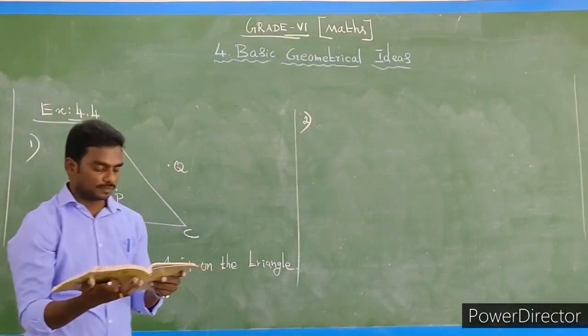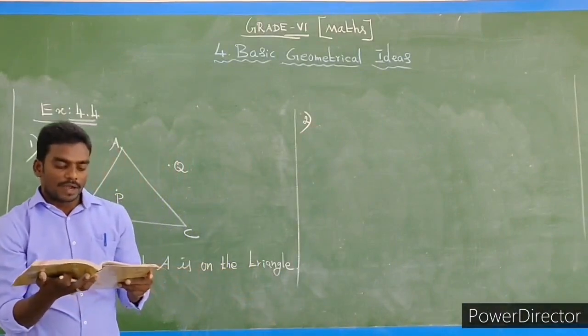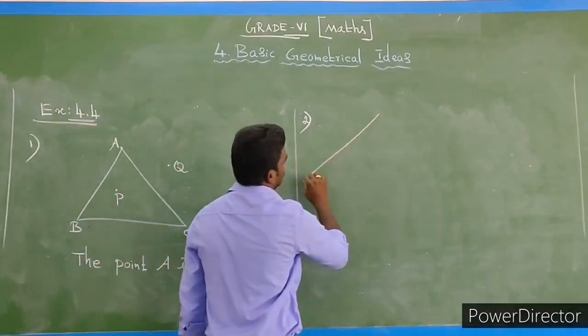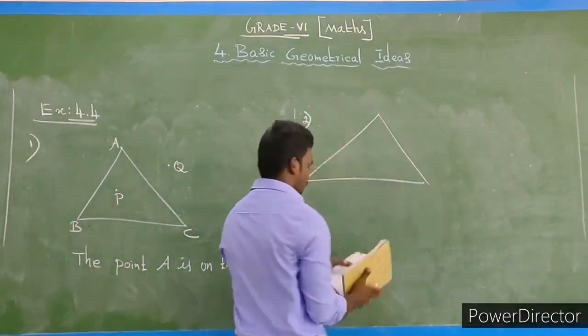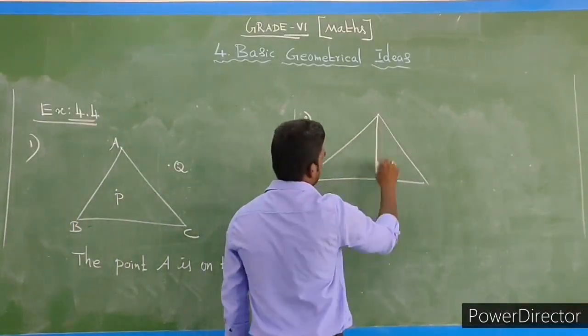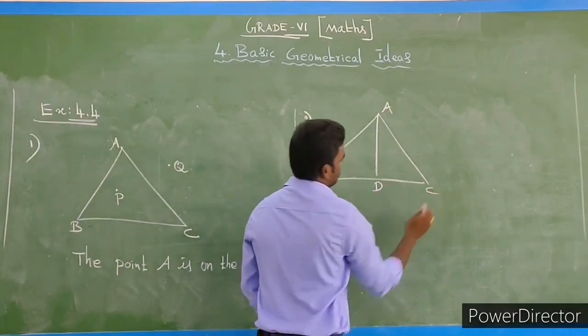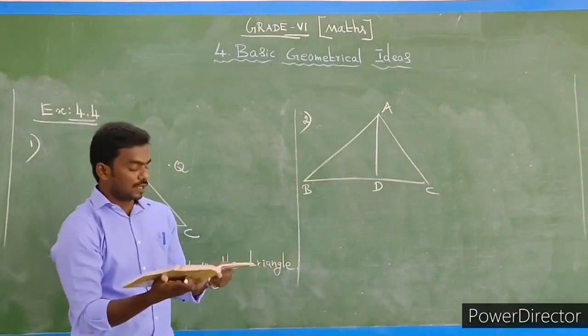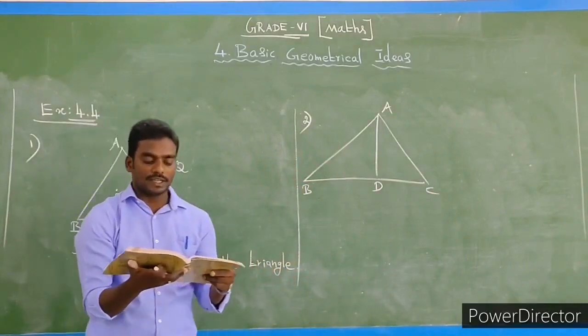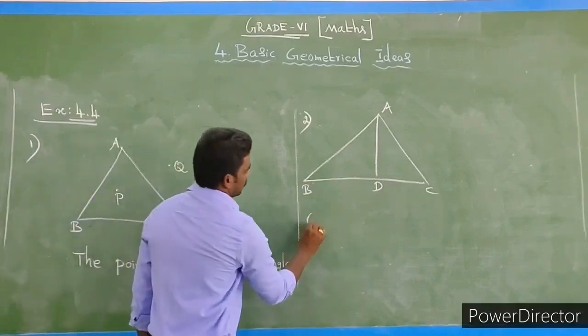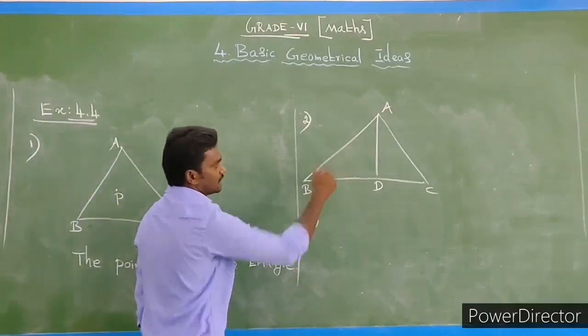See our second question. Identify three triangles in the figure. So see this figure, which is given in our book. Identify the three triangles in the figure. So what are the three triangles in the figure?